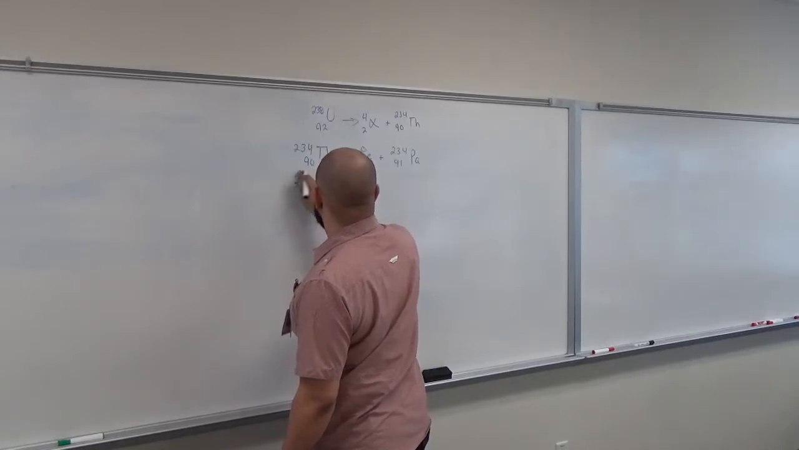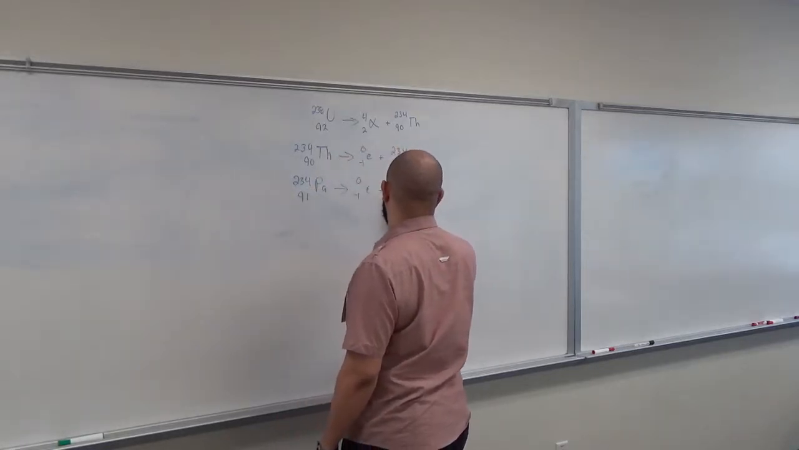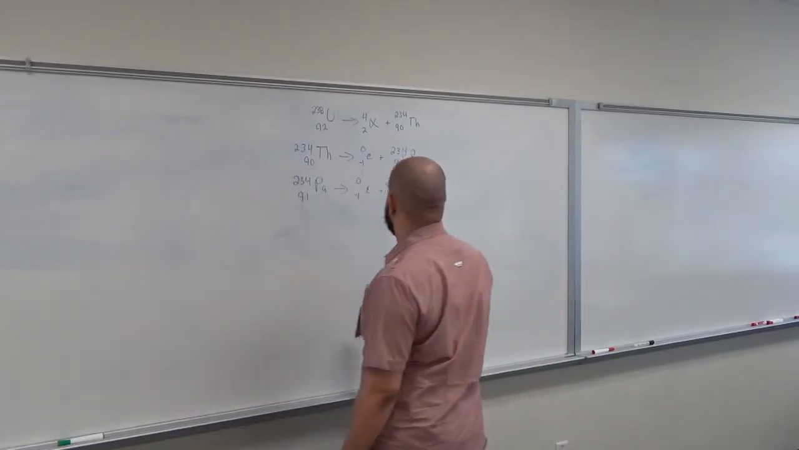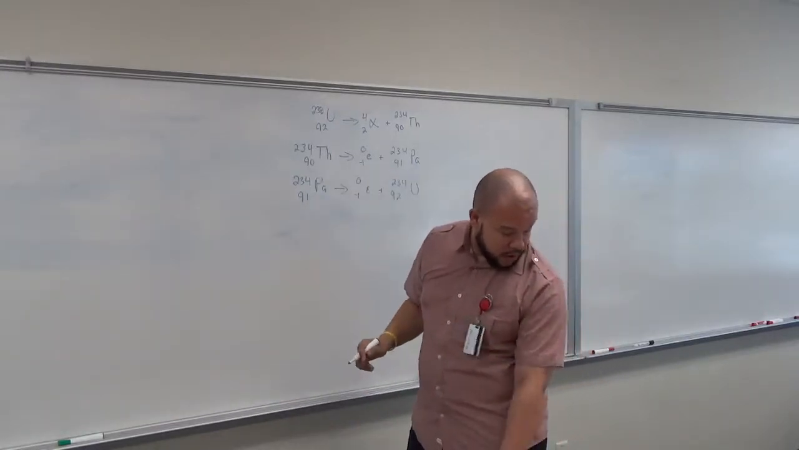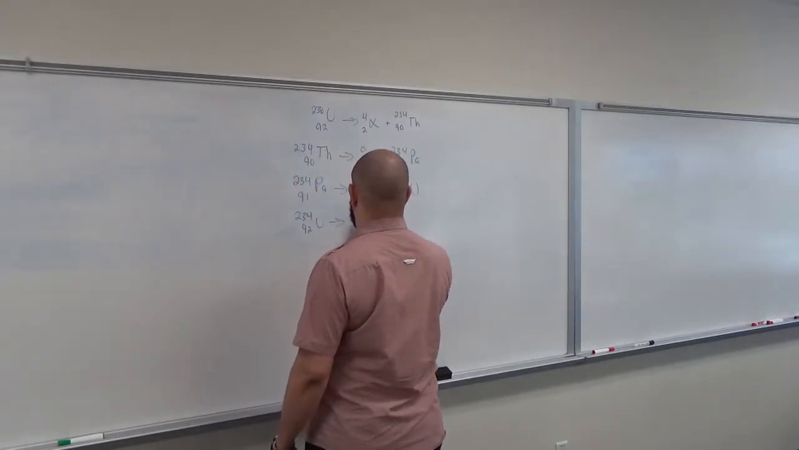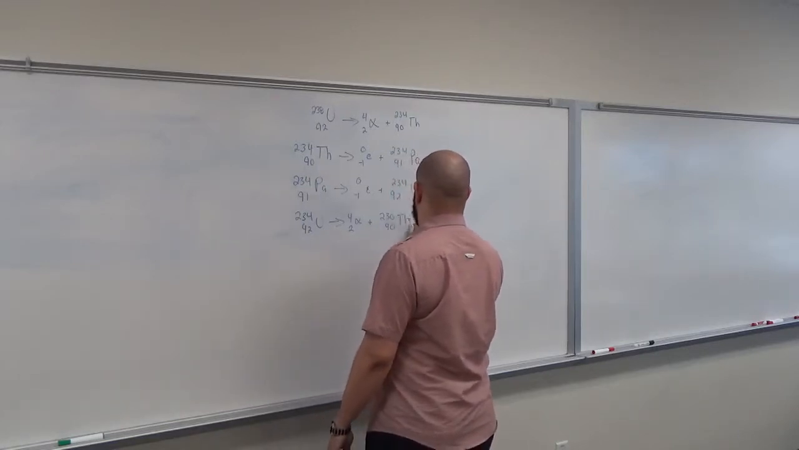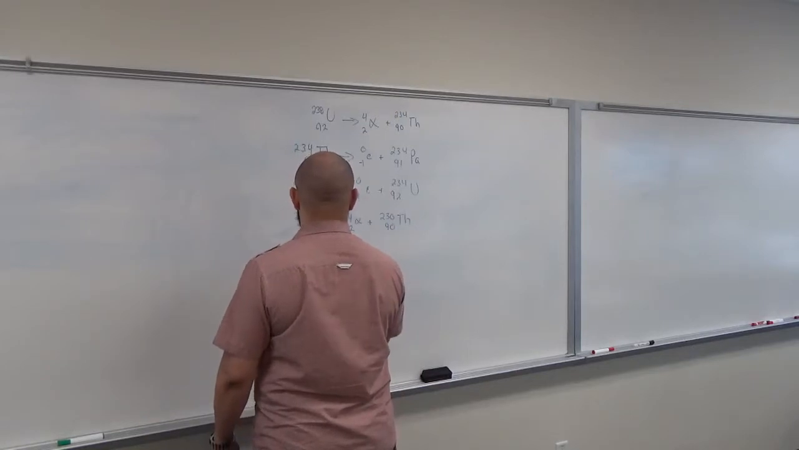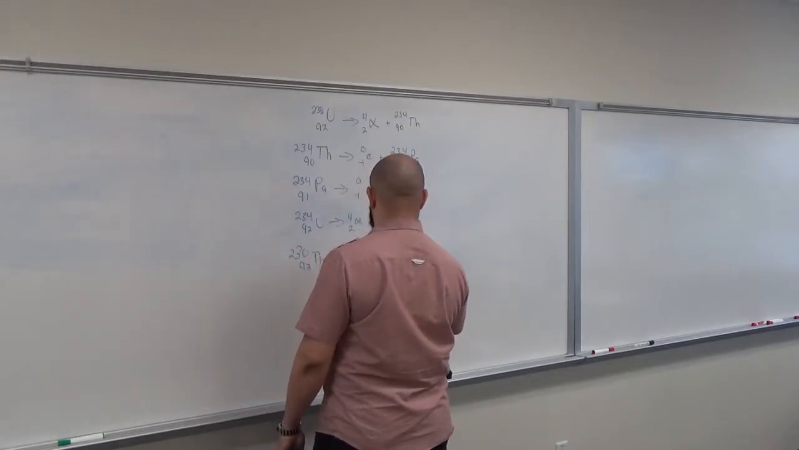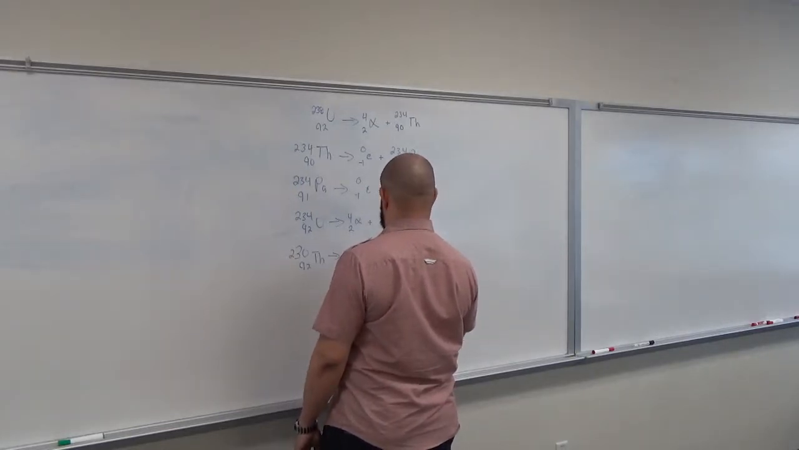Protactinium undergoes another beta decay, which gives us uranium-234. And then we undergo three alpha decays after that. So we've got 234, 92 uranium, which gives us 4, 2 plus 230, 90, which is thorium again. Then thorium-230 undergoes another alpha decay to give us 226, 90, excuse me, 88.